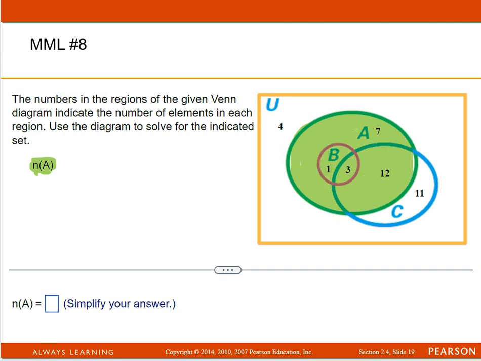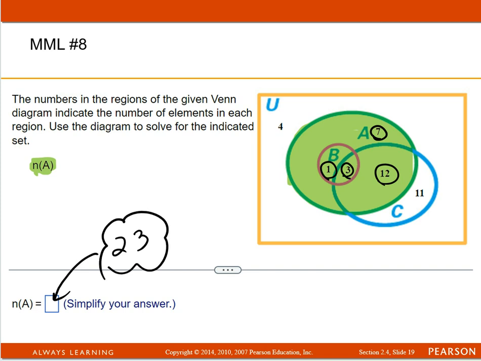So I have to add up the 7 and the 3 and the 1 and the 12. Let's see, 7 and 3 is 10, and 1 is 11, and 11 and 12 is 23. 23. That's it. And the next one.